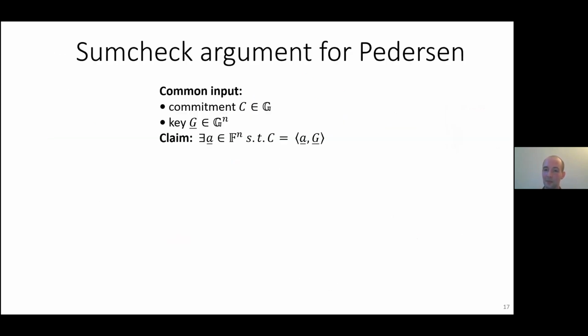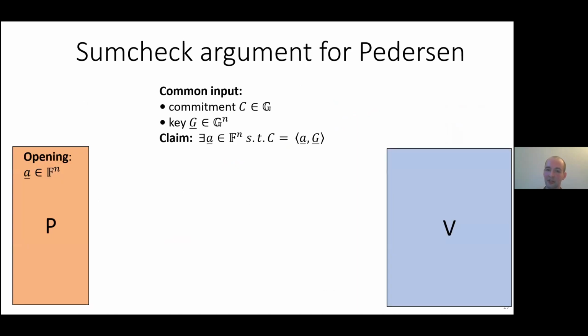Okay, so with Pedersen commitments, the common input for the prover and the verifier is a Pedersen commitment over a group, and a commitment key, which is a vector of group elements from the same group. And the claim is that the prover knows a message such that when you take the scalar product of the message and the commitment key, you get the original Pedersen commitment. So how do we give a succinct argument of knowledge to show that the prover knows an opening to the Pedersen commitment?